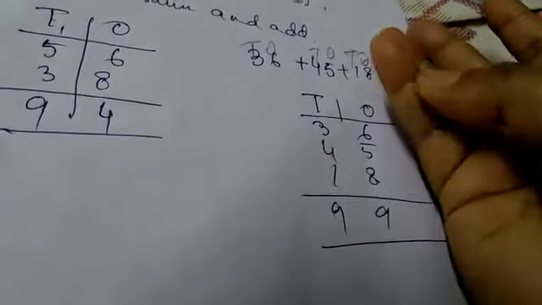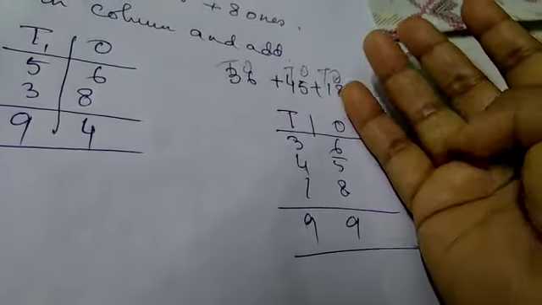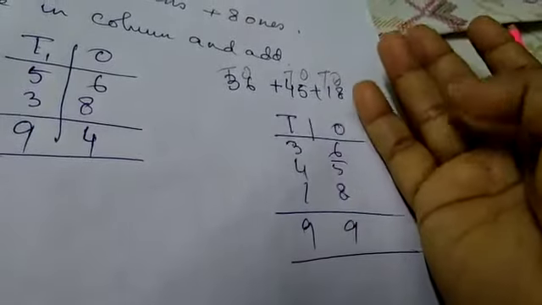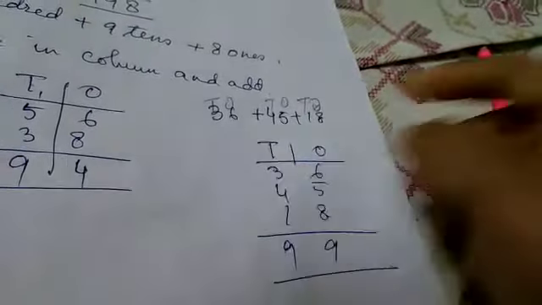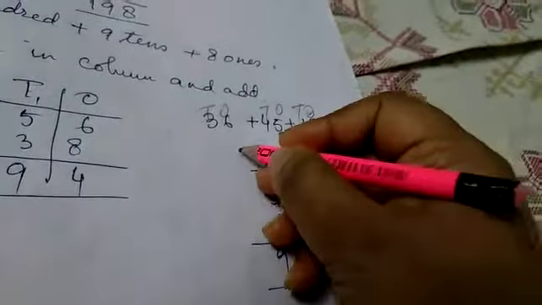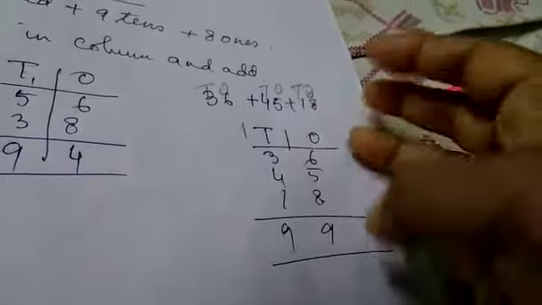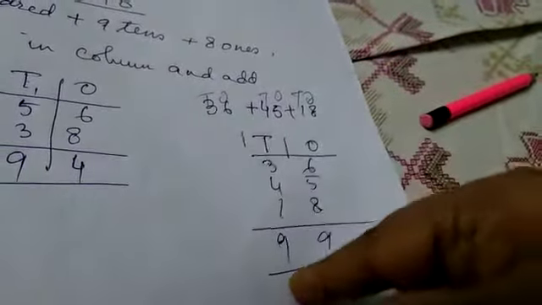8, 9, 10, 11, 12, 13. Okay, 13 and 6: 13, 14, 15, 16, 17, 18, 19. 9 is here, 1 is here. Got it. 1, 2, 3, 4, 5, 6, 7, 8. 8 plus 1, 9. Clear? Okay, thank you.